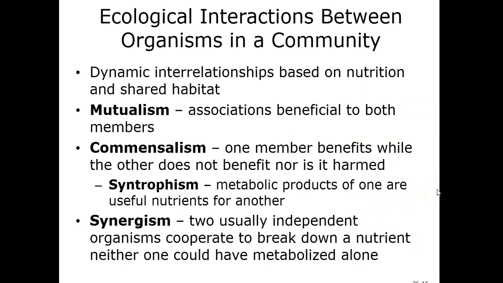We also talk about our ecological relationships, and we've mentioned these before in a previous chapter. So we have mutualisms, which are relationships that both organisms benefit from. Commensalism, where one benefits and the other is not harmed or helped. An example of a commensalism is something known as syntrophism, where the metabolic products of one are useful nutrients for another organism. We have synergism, which is where two organisms cooperate to break down a nutrient that neither one could have metabolized alone. So remember, synergism means that the sum of the parts is better than each of the parts individually. Two things working together is more effective than each of them working by themselves.